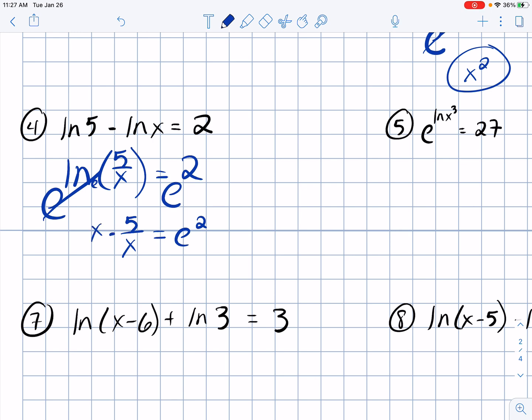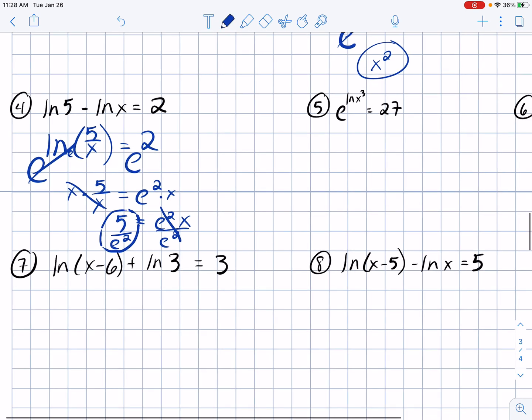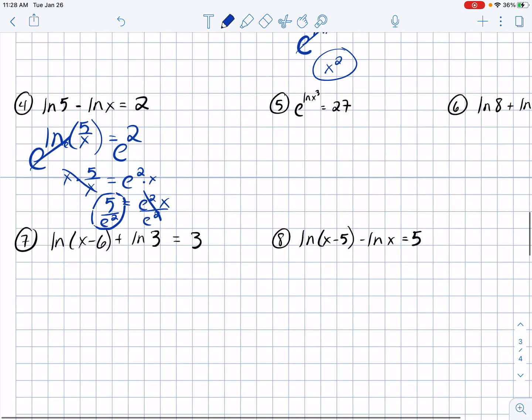Multiply both sides by x. 5 equals e squared times x. And then we can just divide by e squared, and we're left with 5 over e squared. If the problem says leave in terms of e, we can just leave it like this. If we need to simplify, on your calculator you have an option for e, or on Desmos, which I can show you another time.